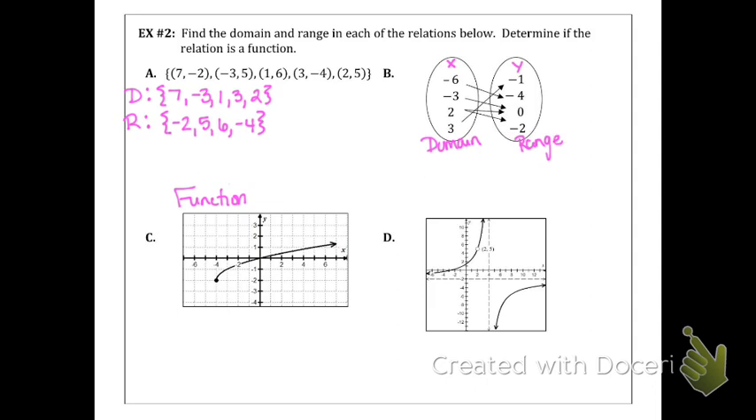And is this one a function? It is not, because the x value of 2 has 2 arrows coming out of it, which means it's being repeated. So this is a relation only.